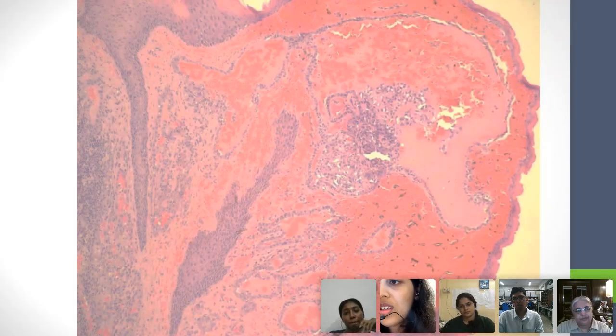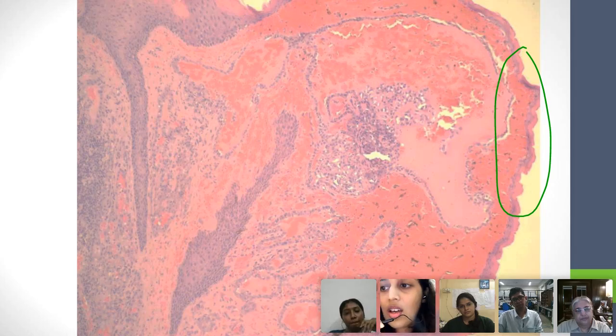Ma'am, this portion. This portion is what? Is keratinized. Why do you think it's keratinized? Ma'am, I feel that the dense pink material on top looks like keratin. She thinks that it is keratin. Anybody else who thinks that it's keratin?